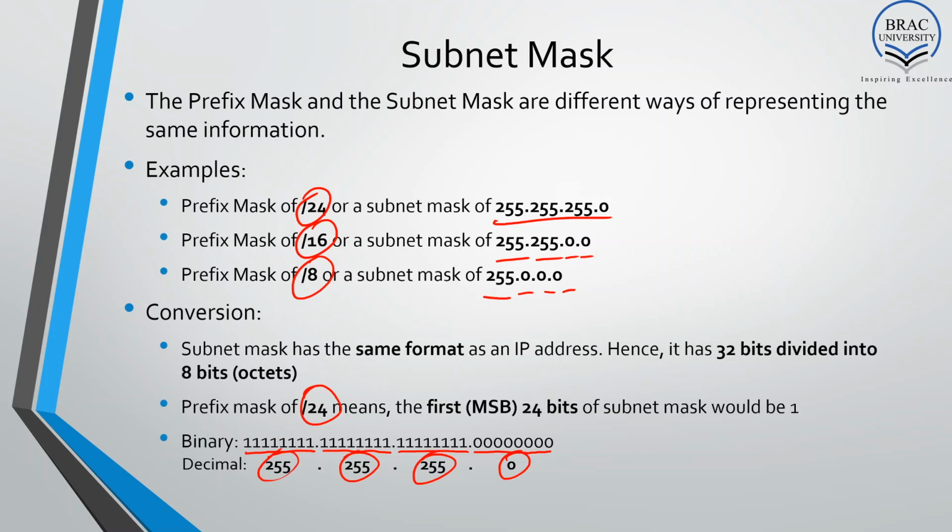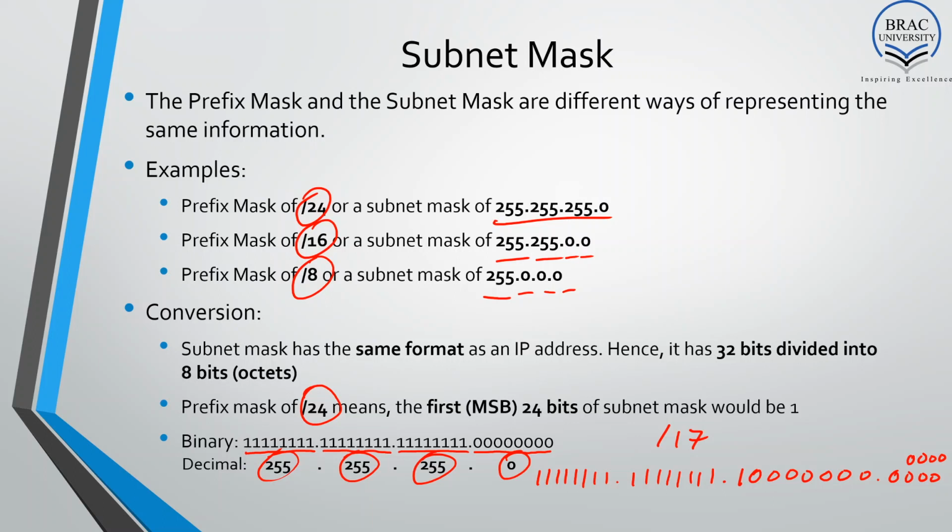Now let's do an example right here. Say it's /17. Since it's /17, it means the first 17 bits are 1. So 1, 2, 3, 4, 5, 6, 7, 8, 9, 10, 11, 12, 13, 14, 15, 16, 17, and the others would be 0. I'm sorry, I'm out of space.